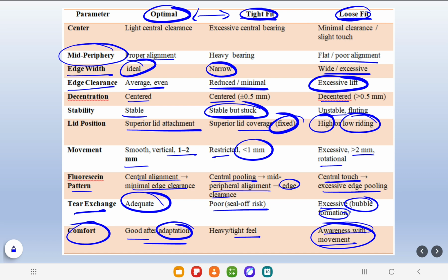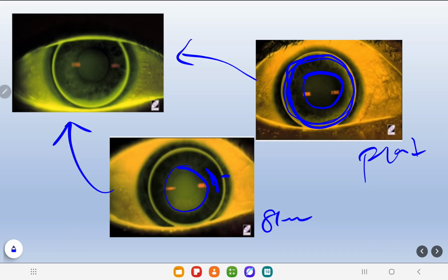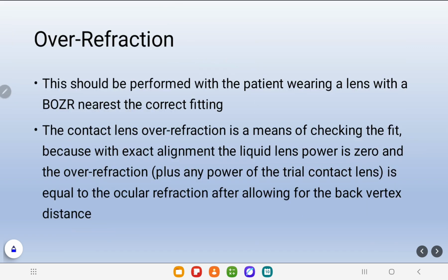With loose fitting, the patient will tell you that it's difficult, so there is less chance that you will have a problem with loose fitting. Okay, fine. I have already discussed this figure.